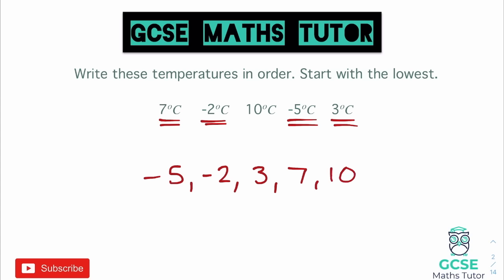So don't forget, when you are ordering numbers and you have negatives involved, you're just going to look for that biggest negative to start with, which in this case was -5. And there we go, that's ordering some negative numbers.